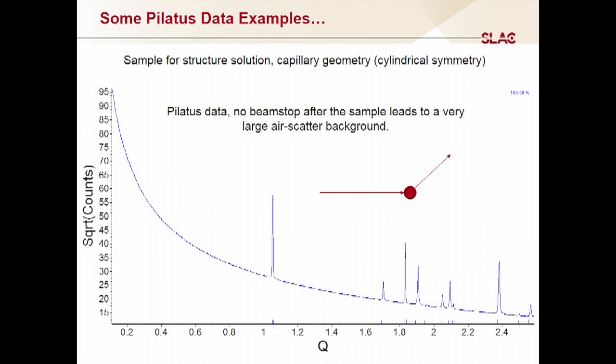One way around this is to work in a more cylindrically symmetrical geometry. So you can load your sample into a capillary. And so in the cross section, this is your sample, beam comes in, scatters out, and it's basically the same no matter what angle you scatter into because it's cylindrically symmetric. And so this is Pilatus data on a sample in a capillary. There's no beam stop in place, and so you see I have this huge background from all of the air that the beam goes through. So this is all air scatter, because basically anywhere along the beam path, if the air scatters and it gets into the detector, I measure it.